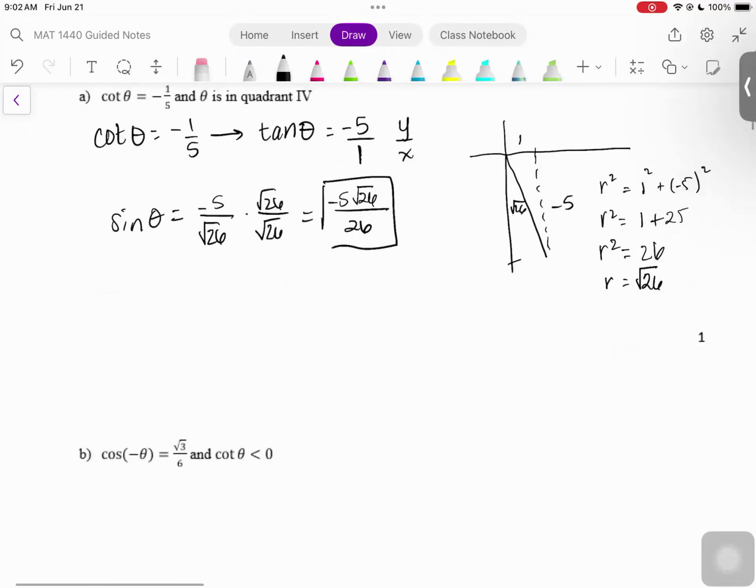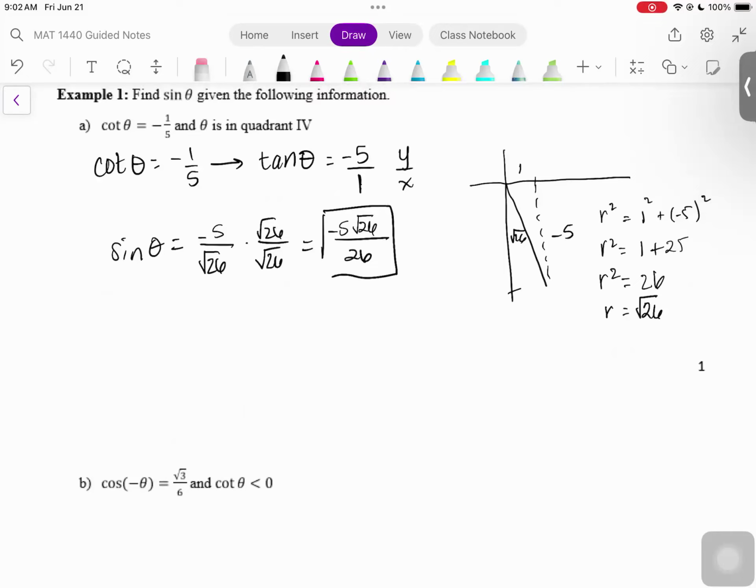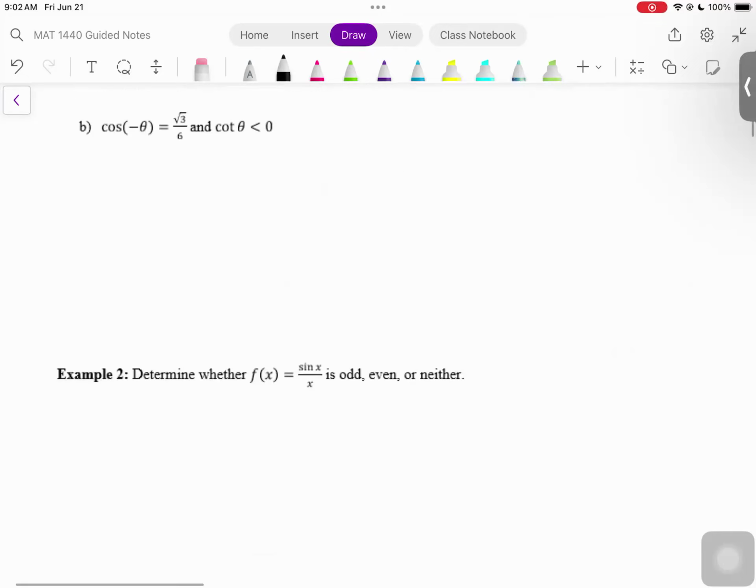Find sine of theta. Again, those are the directions, given that cosine of negative theta is equal to the square root of 3 over 6, and cotangent of theta is less than 0. Because cosine is an even function, cosine of negative theta is the same as cosine of theta. So this first fact tells me that cosine of theta is also equal to the square root of 3/6.